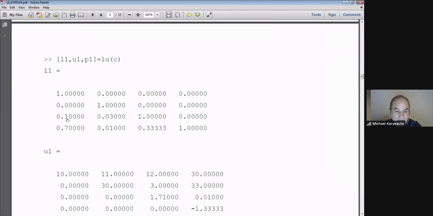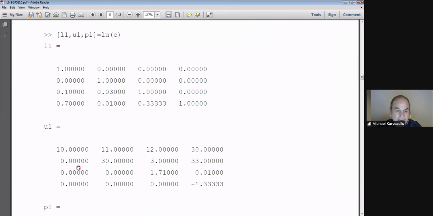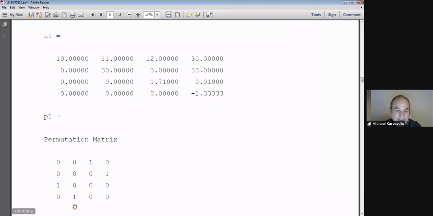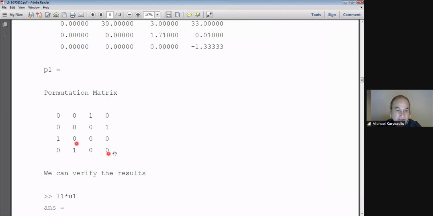The upper triangular part is this now. Again, this is what is expected. These are the diagonal entries, these are the 0 parts, and this is what it has calculated. These are nice and round numbers. This is a permutation matrix, and it gives you a 4x4 matrix that is symmetric. And it tells you how many rows it has interchanged. Which ones?